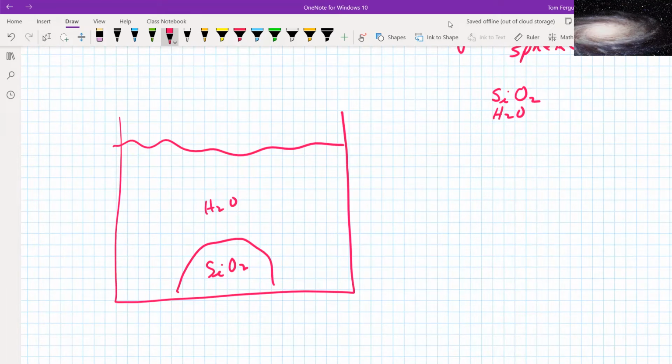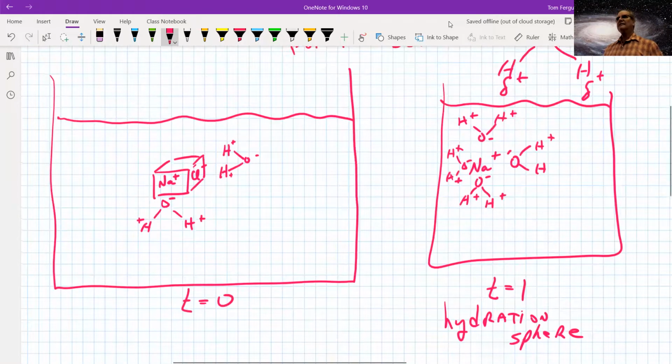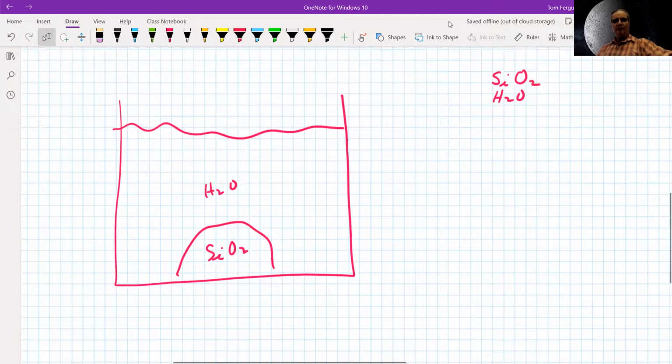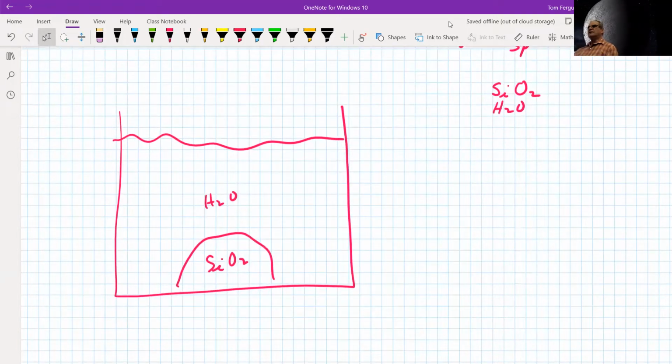Okay, so we have the same situation. We have a polar solid, polar solvent. Polar solid, the solute is silicon dioxide, polar solvent. There must be something going on here. Why does one dissolve and one doesn't?